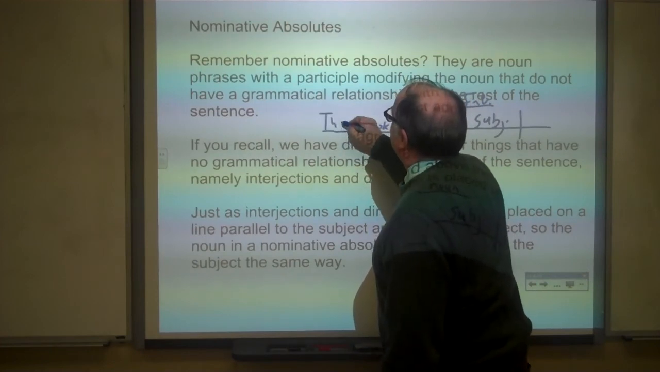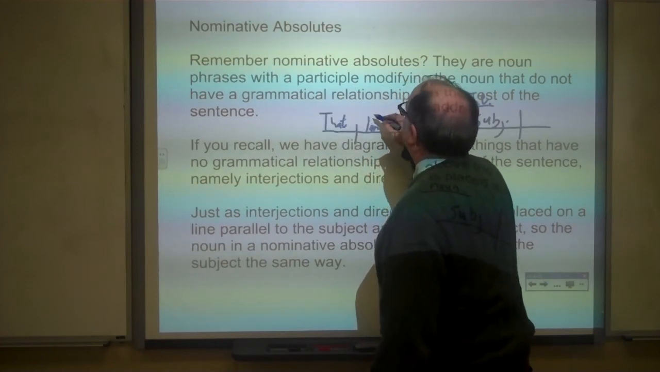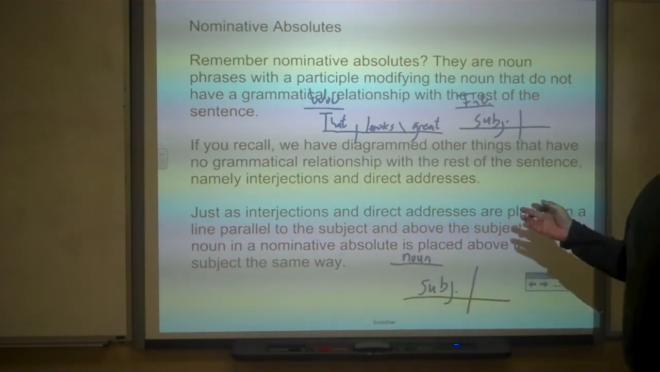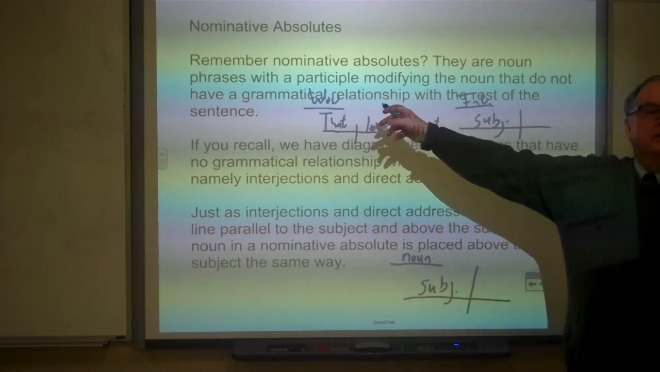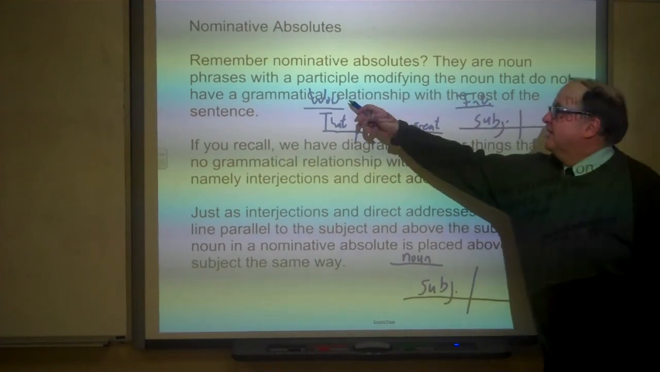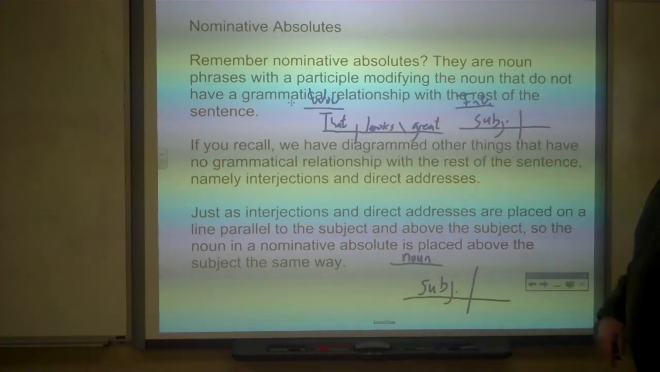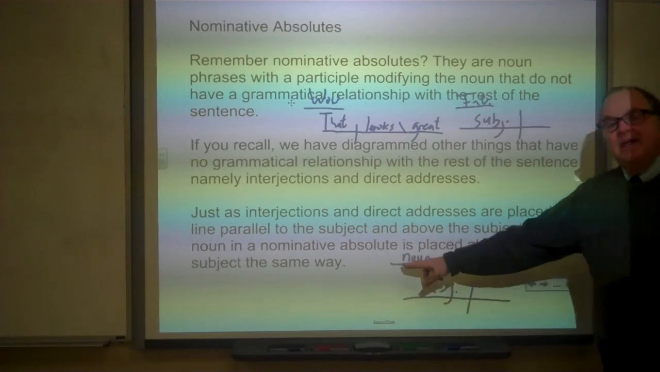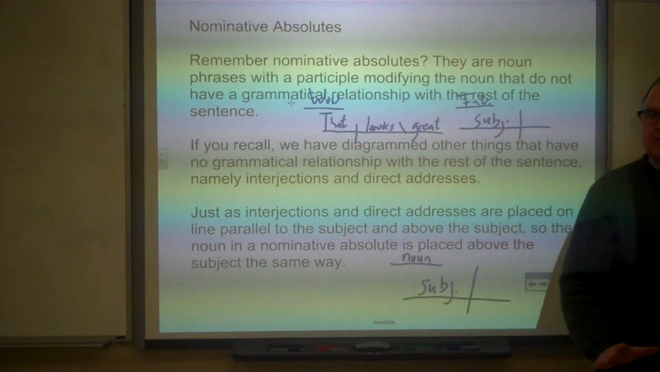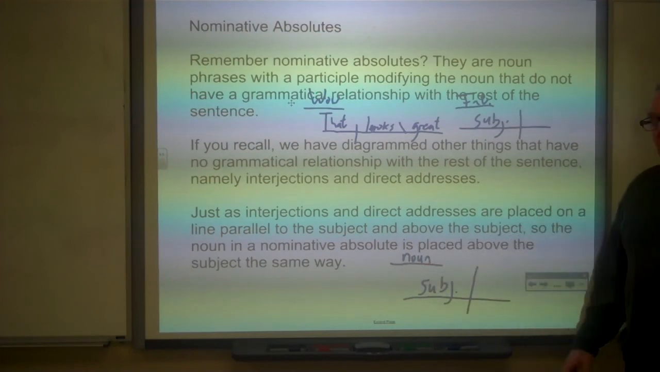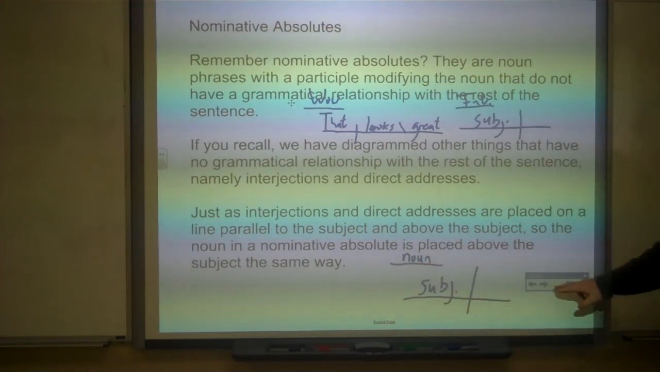Remember that. And it's the same for direct addresses. If the sentence were "John, that looks great," same thing. John would go on that line. Well, we do the same thing with nominative absolutes. And the noun, since nouns virtually always go on a horizontal line, the noun of the nominative absolute goes on a horizontal line above the subject the same way.